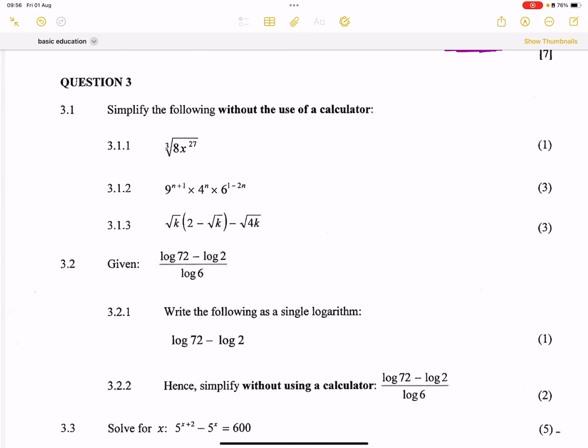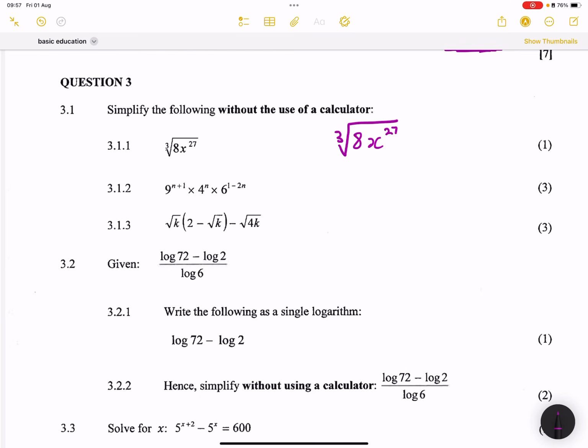Right, let's start with 3.1. They say to us, we've got the cube root of 8x to the exponent of 27. We need to simplify without the use of a calculator. Right, so if we've got the cube root, let's get our pen going. So if we've got a cube root of 8x to the exponent of 27, how do we simplify this?